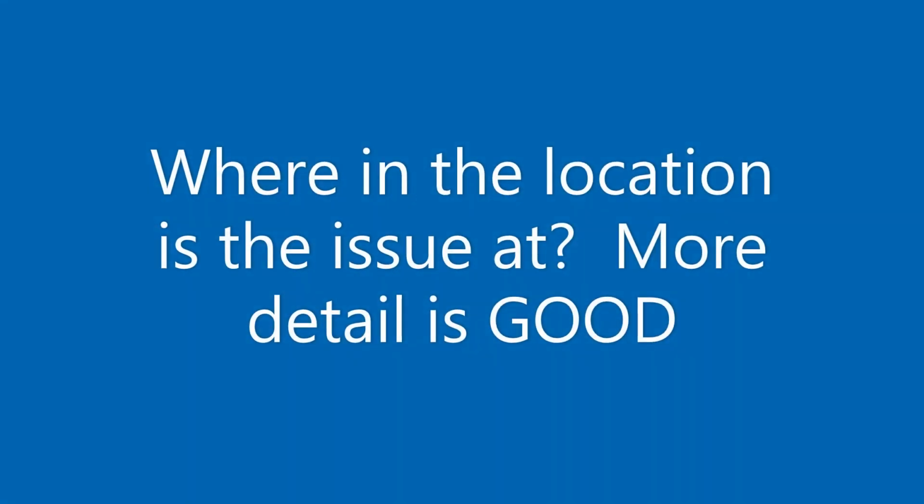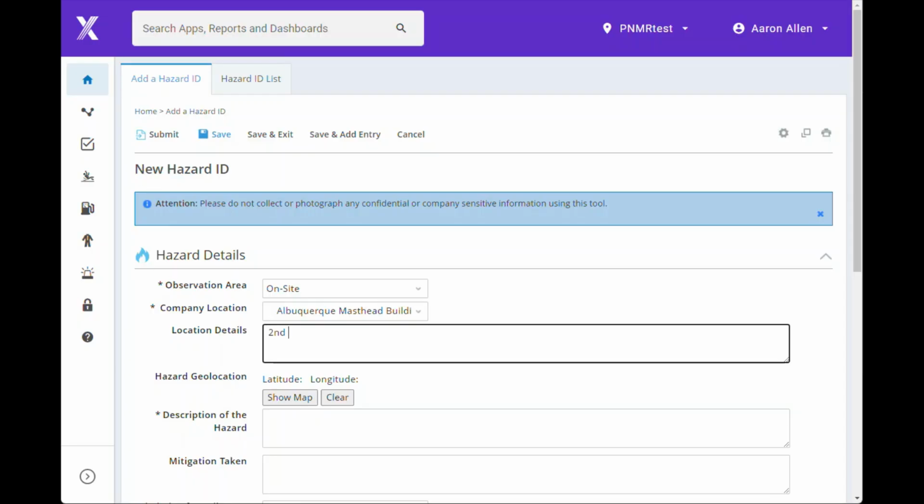Now, give us a little bit more detail. Where in the location is the issue at? Again, more detail is good. It helps us find it. Geotagging can be done, but it's not particularly useful. So detail here will help us.